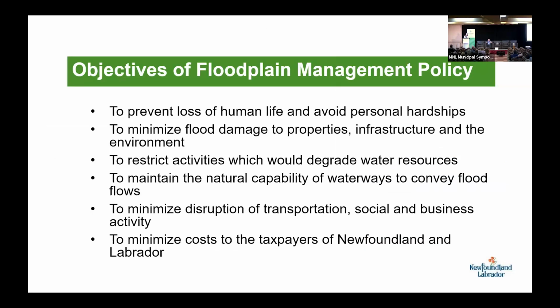In terms of the objectives, floodplain management policy is to prevent the loss of human life and avoid personal hardships. When somebody gets flooded out of their home, that's a major hardship. We want to minimize damage to property and infrastructure because it's devastating for the people affected, but the costs associated with it are incredible as well. We also want to restrict activities which could degrade water resources. You want to maintain the natural capability of the waterways to convey flood flows. We want to minimize disruption to transportation and minimize the cost to taxpayers in the province.